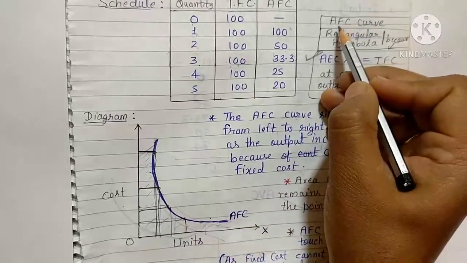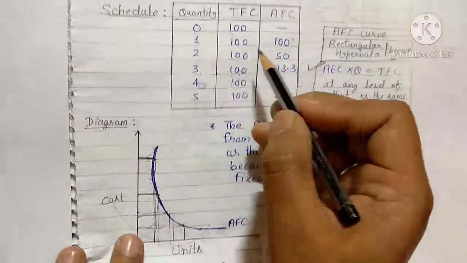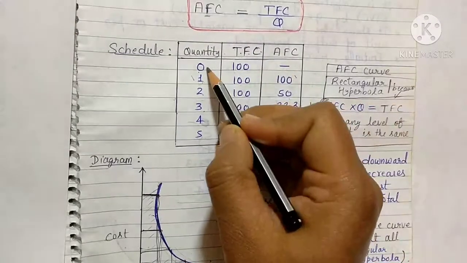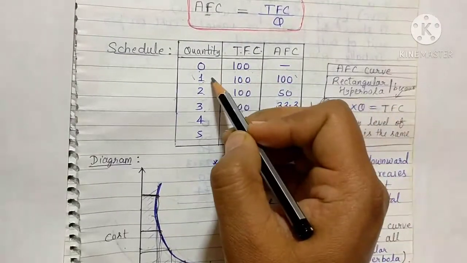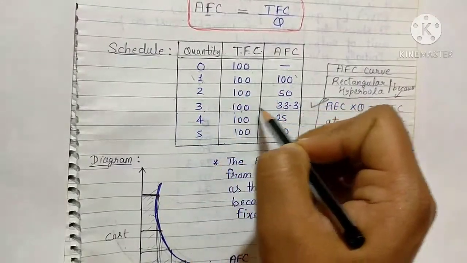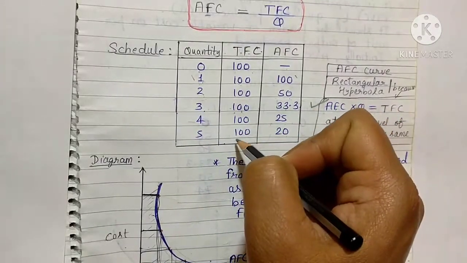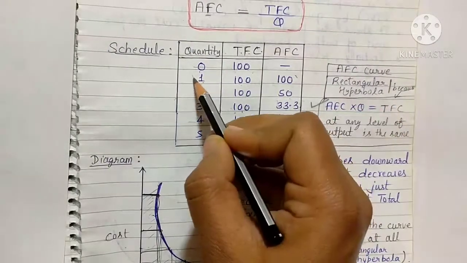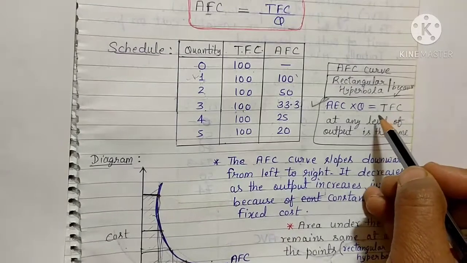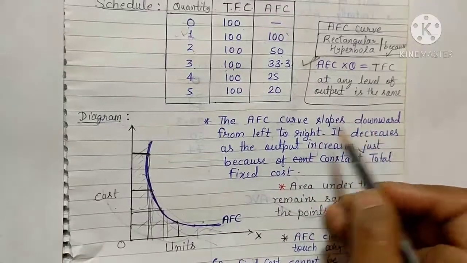As you can see here, the AFC curve is called rectangular hyperbola. Why? Because whenever we multiply AFC and quantity, what will come? TFC only. See, 1 into 100 is 100, 2 into 50 is 100, 3 into 33.3 is 100, 4 into 25 is 100, 5 into 20 is 100 only. Leave the first one, start from here. So AFC into Q always remains the same; it equals TFC at any level of output. That's why the AFC curve slopes downward from left to right.